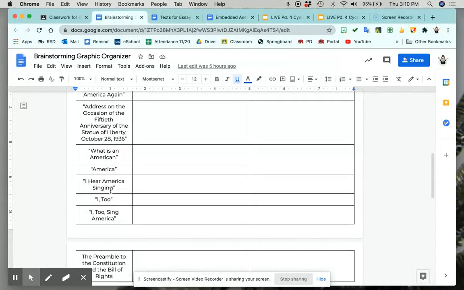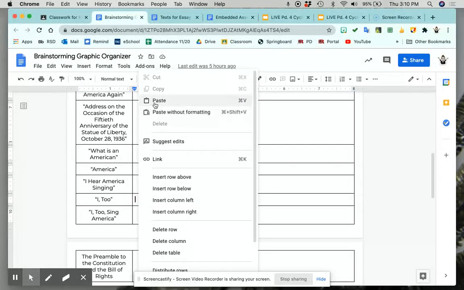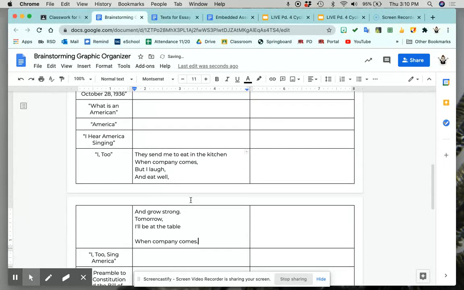I'll go to my brainstorming sheet and find I2, which is the title of the poem, and then paste that quote in there. Always a good idea to remember to put quotation marks around it so that when you put it in your paper, it is properly cited. Okay, so I have my quote.